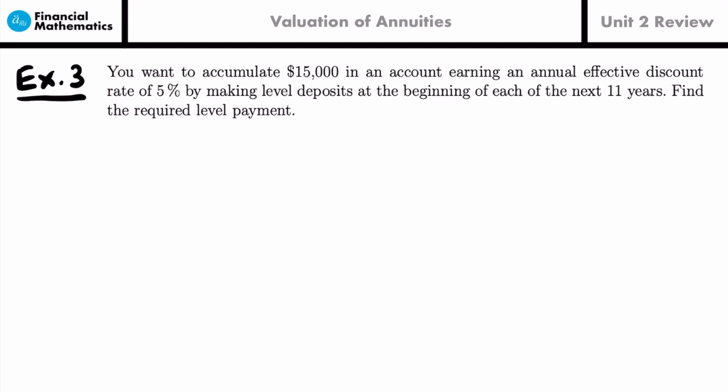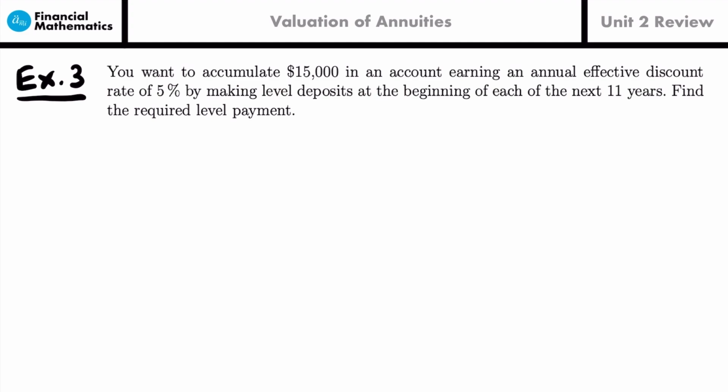Once again, we are working with some kind of annuity. Notice that in this case, we are making level deposits or payments at the beginning of each of the next 11 years. All right, so we have a series of 11 payments or 11 deposits. So that is an annuity, and they are taking place at the beginning of each of those next 11 years or at the beginning of every period. So that means that we are working with an annuity due, not an annuity immediate.